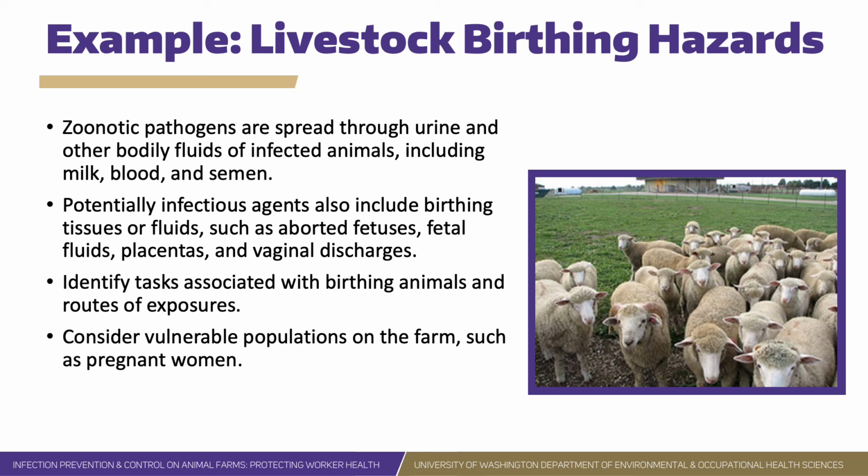We know that zoonotic pathogens may be present in urine, milk, blood, and semen, and there are other animal tissues and fluids that are potentially infectious during birthing, including aborted fetuses, fetal fluids, placentas, and vaginal discharges. When performing your hazard assessment, it is important to identify the hazardous tasks and the routes of exposure, as well as considering vulnerable worker populations, such as pregnant women.